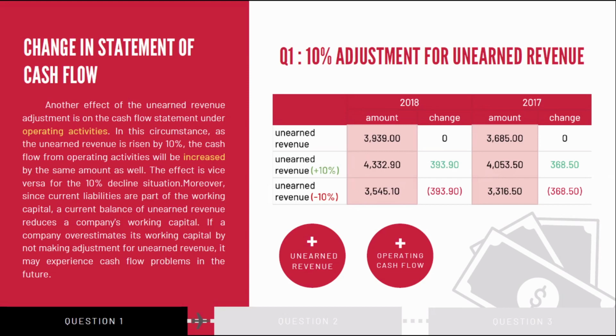And moreover, since current liabilities are part of the working capital, an increasing balance of unearned revenue reduces the company's working capital. If a company overestimates its working capital by not making adjustment for unearned revenue, it may experience cash flow problems in the future.